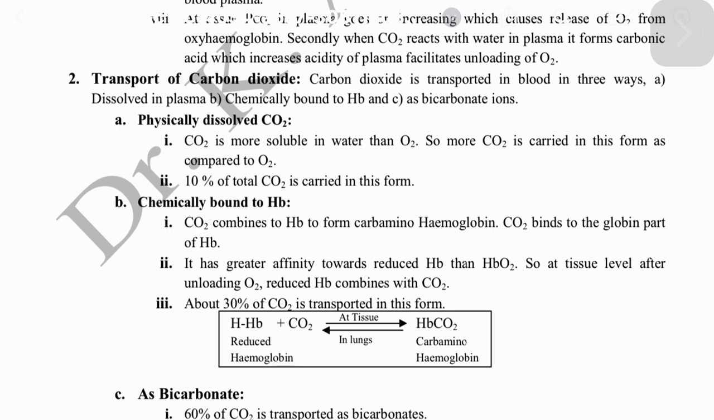B. Chemically bound to Hb. CO2 combines with Hb to form carbaminohemoglobin. CO2 binds to the globin part of Hb. It has greater affinity towards reduced Hb than HbO2. So at tissue level, after unloading O2, reduced Hb combines with CO2. About 30% of CO2 is transported in this form.